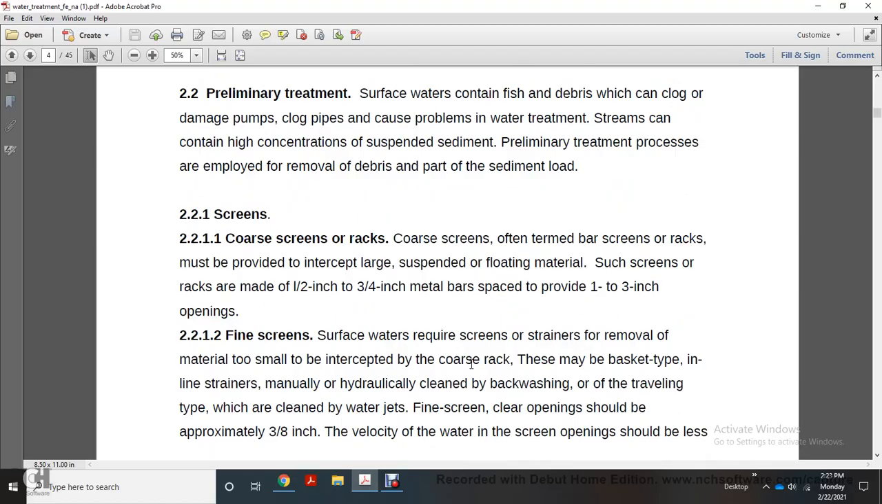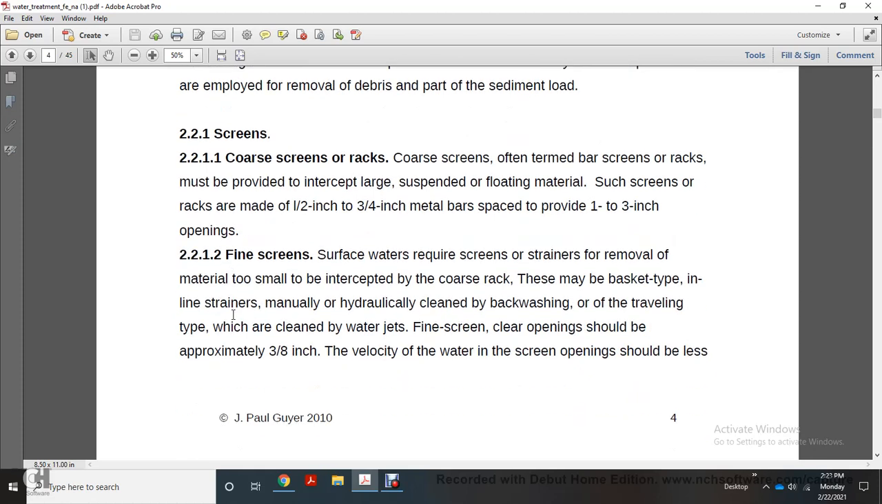Alright, coarse screens or racks. Coarse screens, often termed bar screens or racks, must be provided to intercept large suspended and floating material. The screen racks are made with 1/2 to 3/4 inch metal bars with space provided for 1 to 3 inch openings.